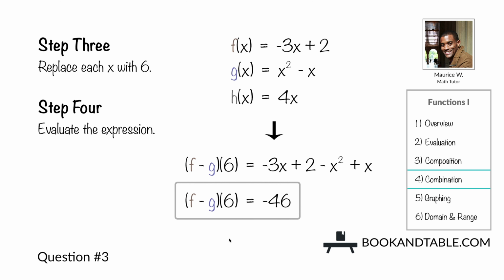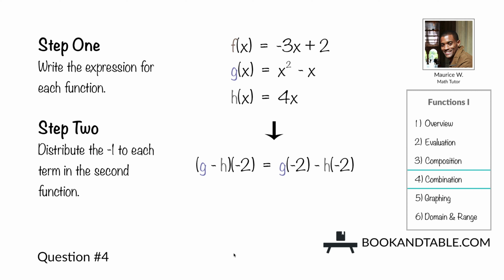And that is the answer to question number 3. Let's now have a look at question number 4. We were asked to find g minus h of negative 2. And that'll be equal to g of negative 2 minus h of negative 2. So we first want to write the expression for each function, g and h, which would be x squared minus x minus 4x, which would just be minus 4x.